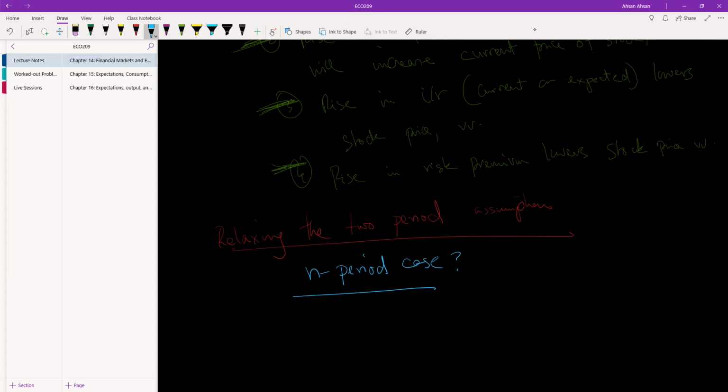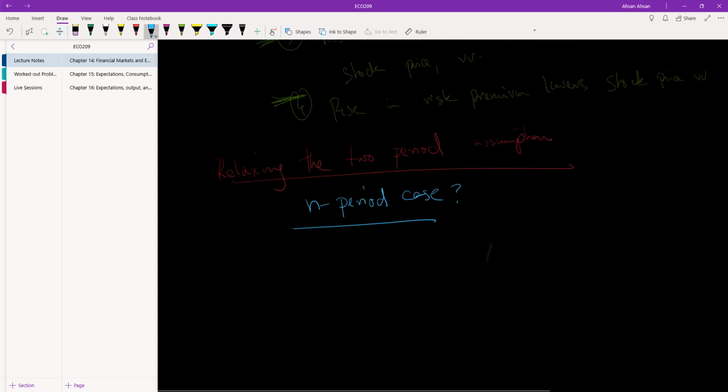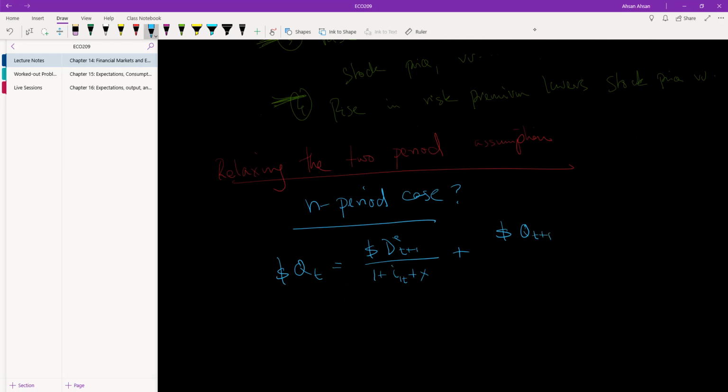So let me write down the formula once again first, and then we are going to try and find a more generalized version of it. So this is what we had. The price of a stock is equal to the present value of its dividend plus the present value of its future price, divided by 1 plus I1t plus x.